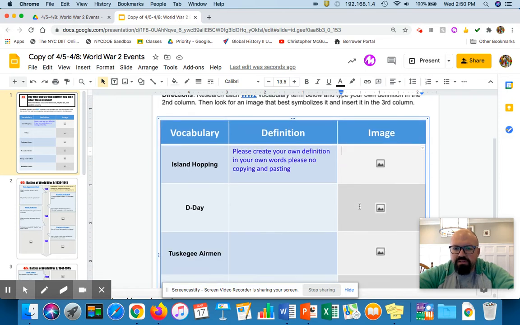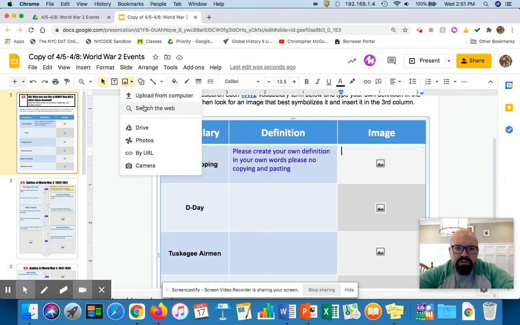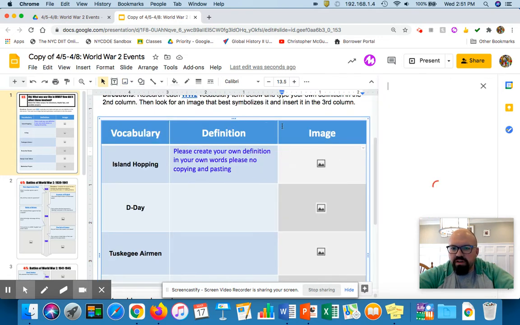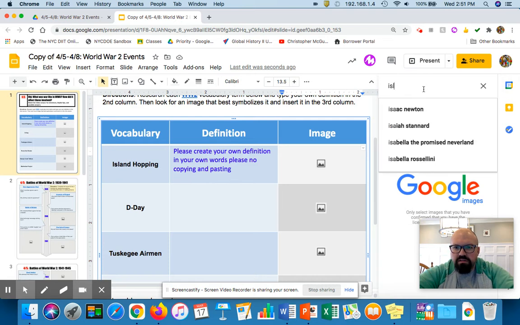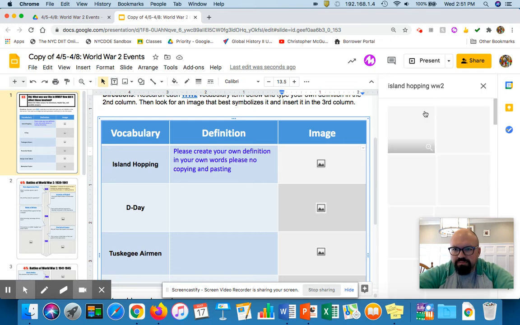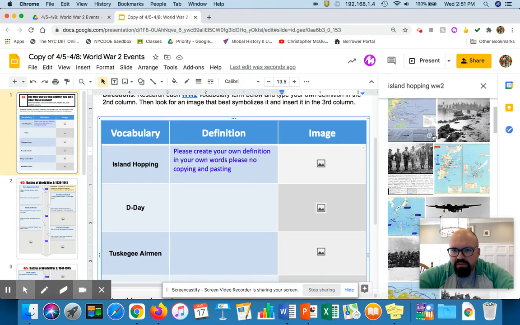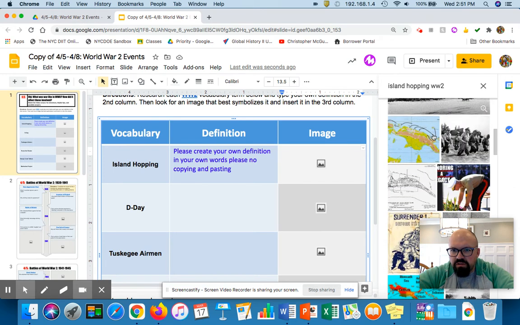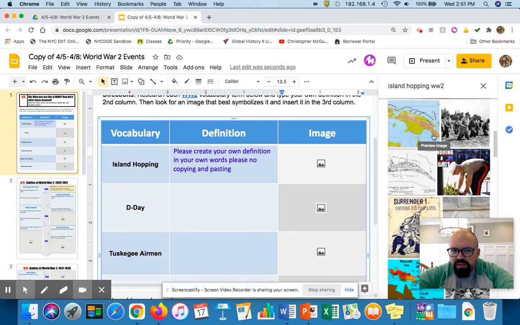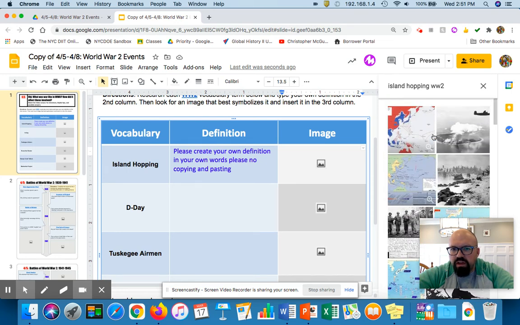Unfortunately, I can't figure out a way to make it so that the images come in nicely, but there is a way that you can do that quite easily. So first, you're going to want to insert an image, right? Search the web. Make sure we're very specific as to what you're searching. So island hopping World War II. And we want to make sure we have those definitions down. So typically, island hopping is a series of hopping from island to island to island to island on the Allies' way to Japan. Okay, so you find an image.